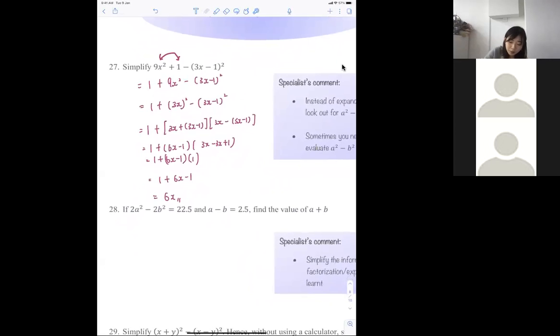Okay, next one. Question 28. Okay, they give you this and they want to find a plus b. So slowly first, we just copy the clue. This is the clue that they give. I can factorize 2 out. Okay, this is times. Times bring over is divide.